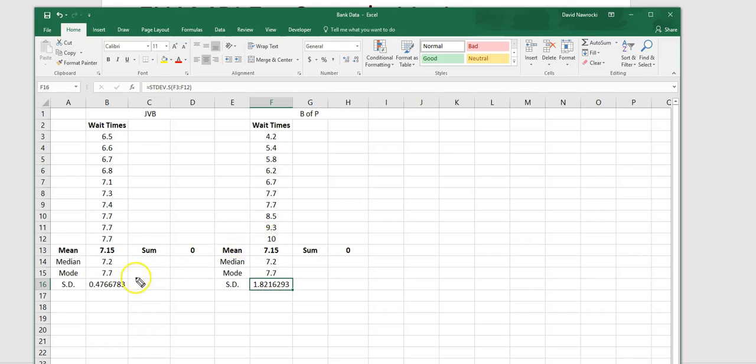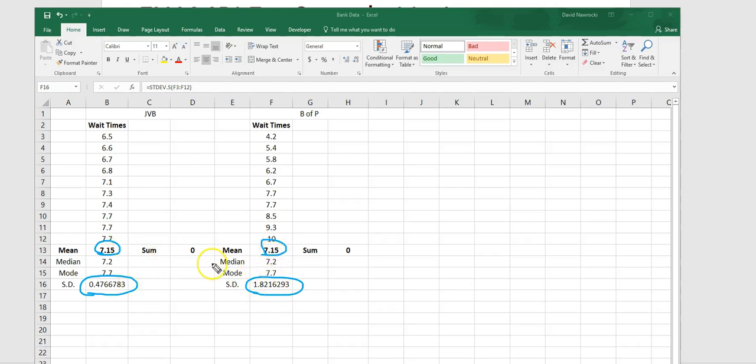We would expect that the standard deviation for the Jefferson Valley Bank is smaller than the standard deviation for the Bank of Providence, because we can see there is less variation in this data than in this data. And so by stating the mean or the median in conjunction with the standard deviation gives us a better way to compare two data sets.